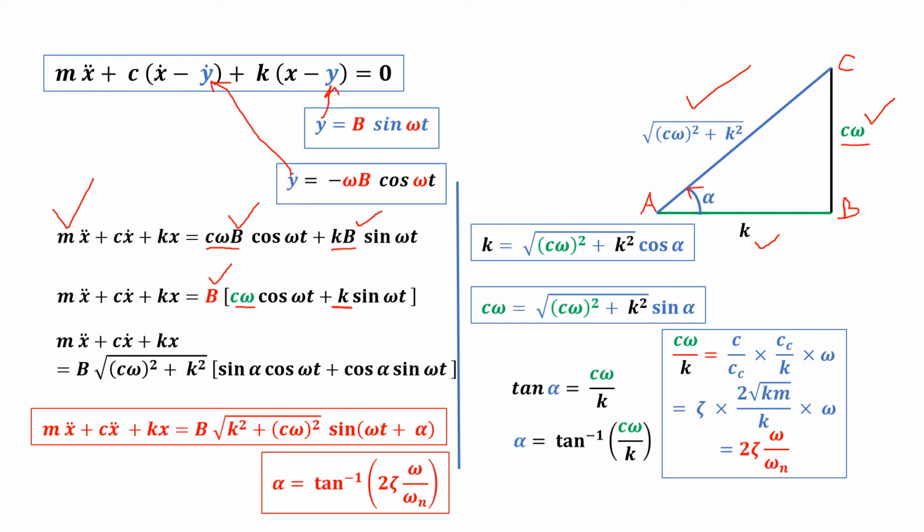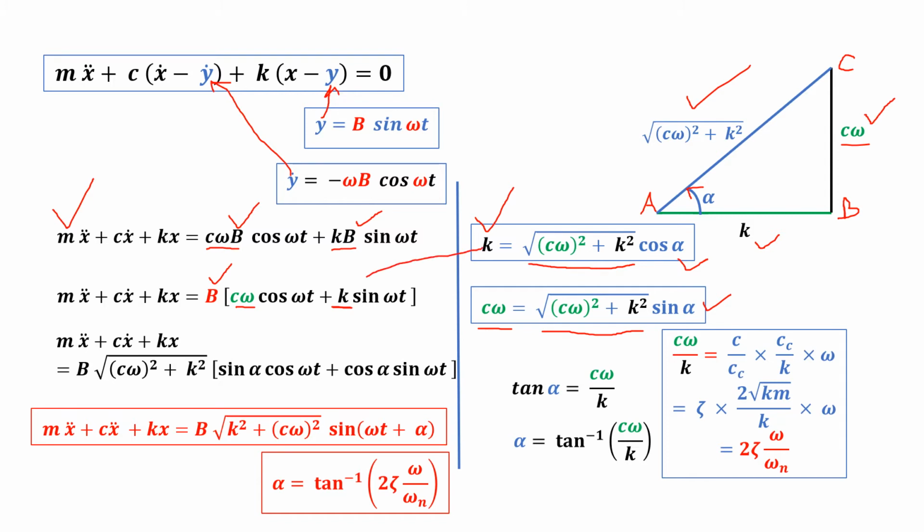So from this relation we know base by hypotenuse is equal to cos alpha. So base k is equal to the hypotenuse, square root of (c omega) square plus k square, into cos alpha. And similarly the height c omega is the hypotenuse, square root of (c omega) square plus k square, times sin alpha.